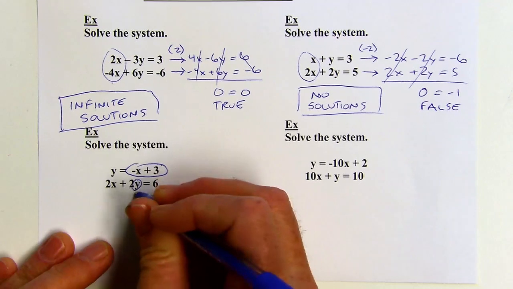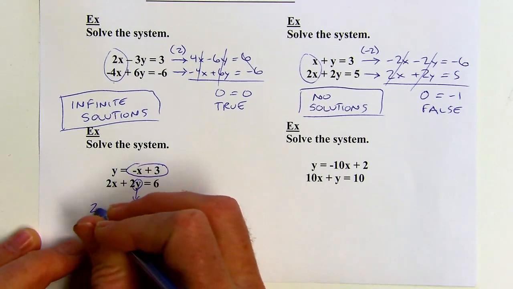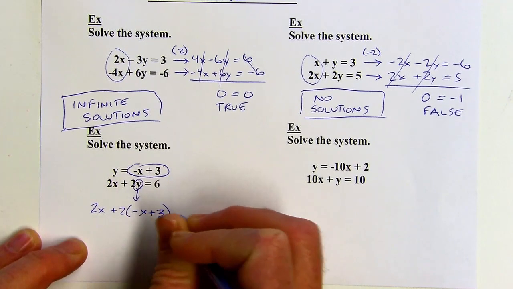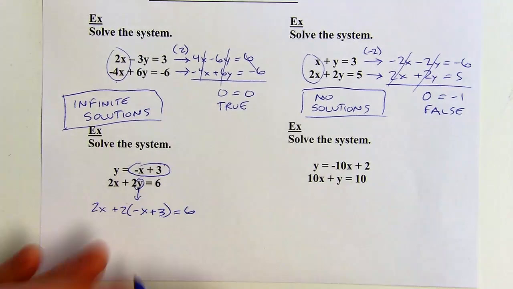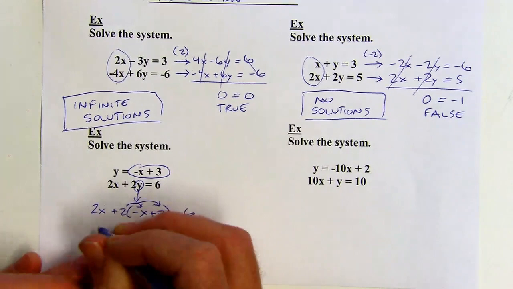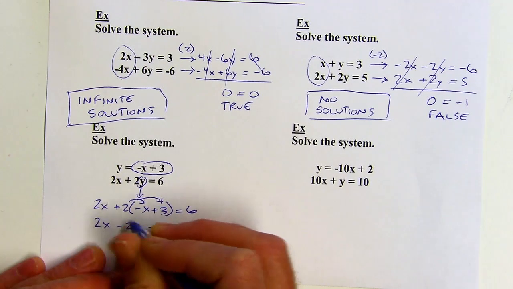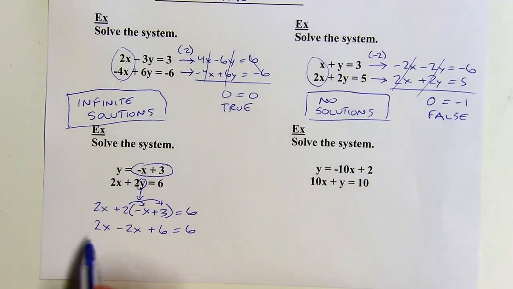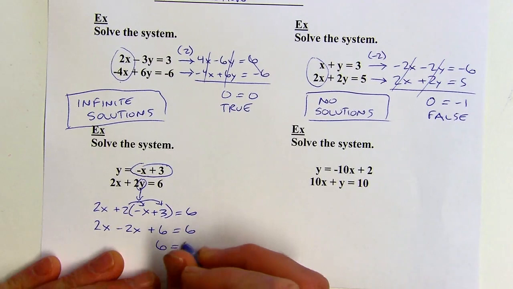So then in the other equation, I'm going to substitute negative x plus 3 in for y. So I've got 2x plus 2 times the quantity, negative x plus 3. Use those parentheses so that you'll remember to distribute. Now I want to solve this because there's only one variable. I should be able to solve this for x, so let's see what happens here. Got negative 2x minus 6, or plus 6 rather, equals 6. Okay, and now 2x minus 2x is 0, so I'm just left with 6 equals 6.